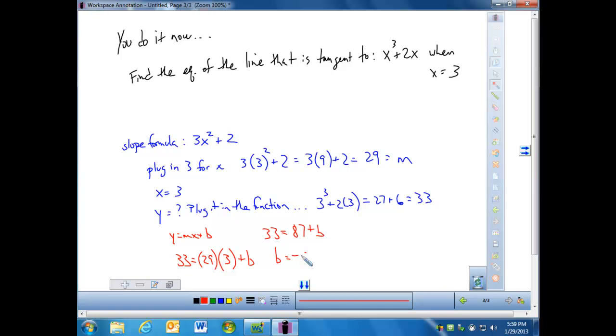So our equation is y equals 29x minus 54. Hey, if you would, pause this again right now. Graph these two functions. Graph x to the third plus 2x. Graph y equals 29x minus 54. Look and see. Move your window so you can see what happens at x equals 3. See how they're tangent to each other. It's important that you recognize what it is that you're really doing right now.